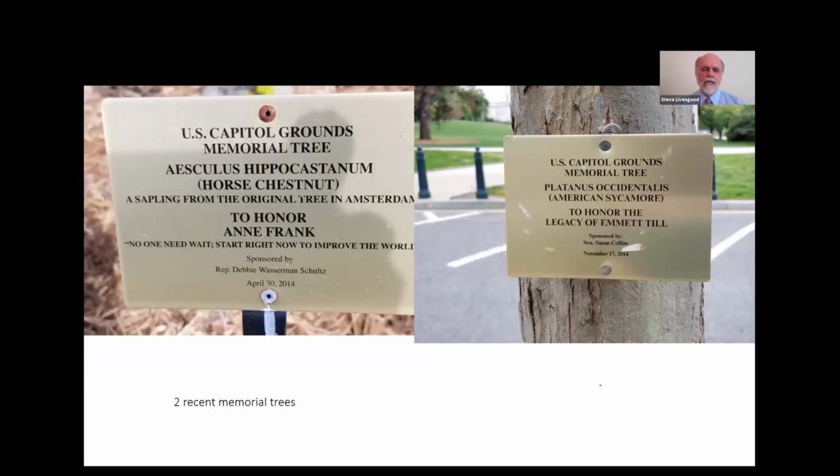Some of the Capitol trees are memorial trees. These are two recent ones, and you can tell because those are always brass plates. Olmsted would not have particularly approved of that because he did not want people thinking about the individual plants. He wanted them to think about the plants as a group, joining together, not really defined separately as a particular plant. So he's not thinking in terms of an arboretum where you emphasize particular plants.